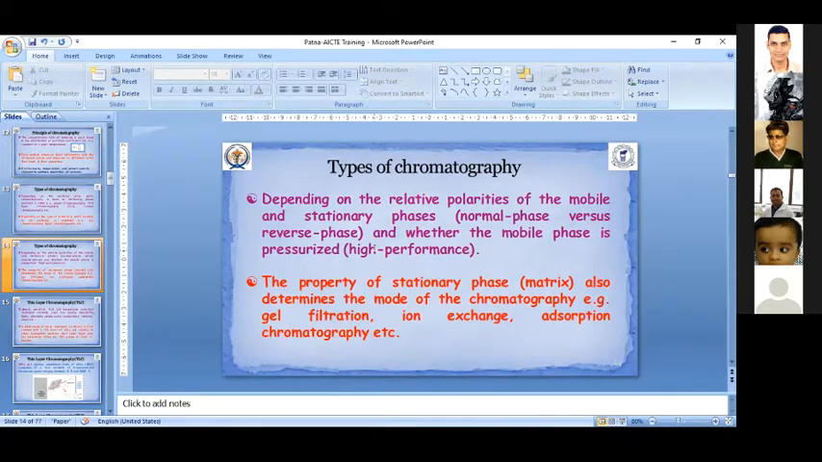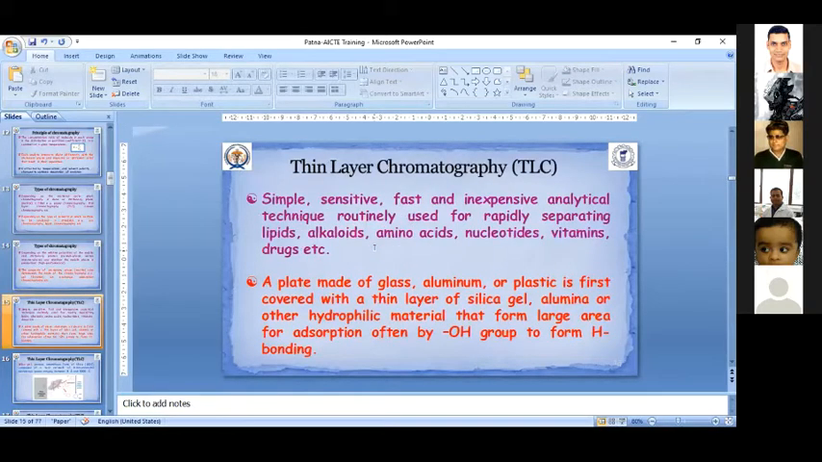In addition to that, chromatography can be divided into different modes depending upon the property of the stationary phase, that is the matrix, and that determines the mode of chromatography. That includes gel filtration chromatography, ion exchange chromatography, and adsorption chromatography. So first we will start with thin layer chromatography.